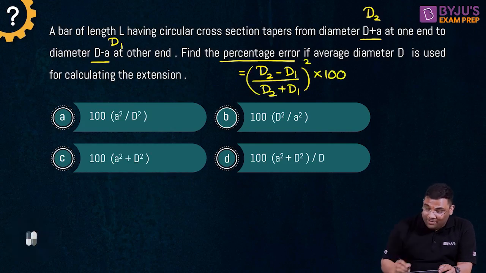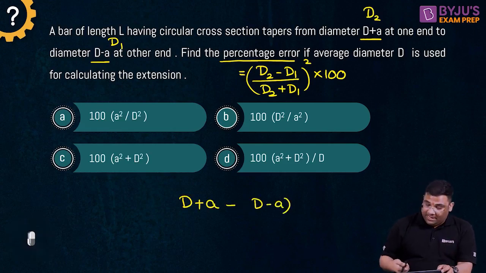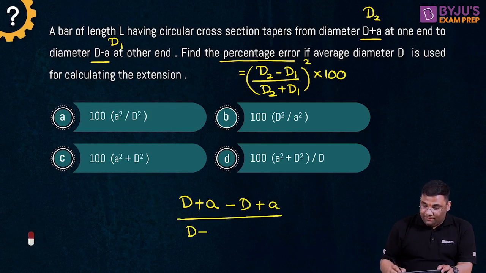Don't forget the square. So this will be how much? D2 is how much? You see, D plus A and D1 is D minus A. So when you take this minus and it is D minus A, when you open the bracket, it will be how much? Minus D plus A, divided by D plus A plus D minus A.